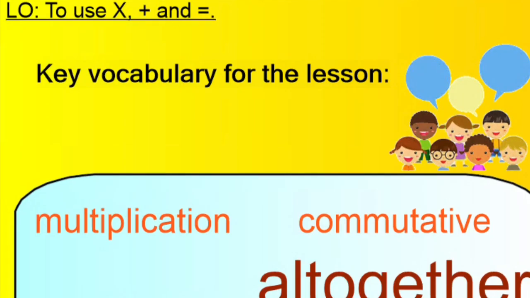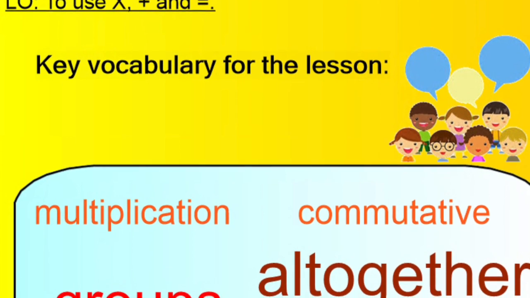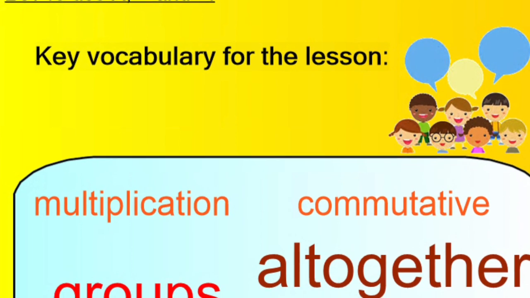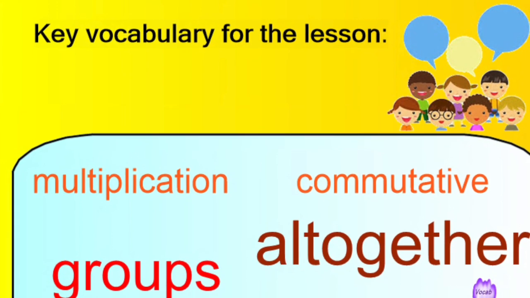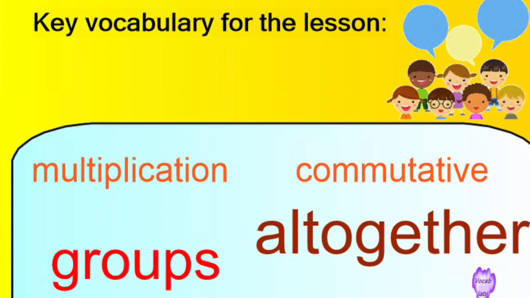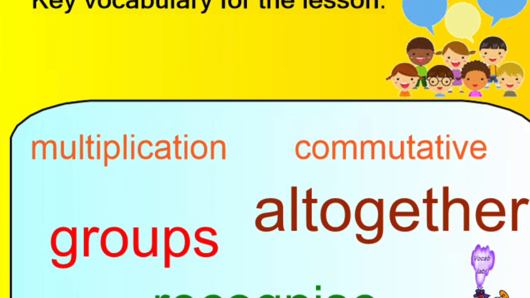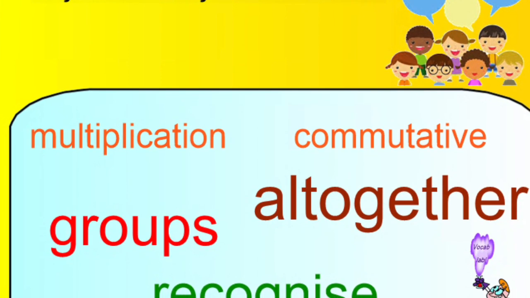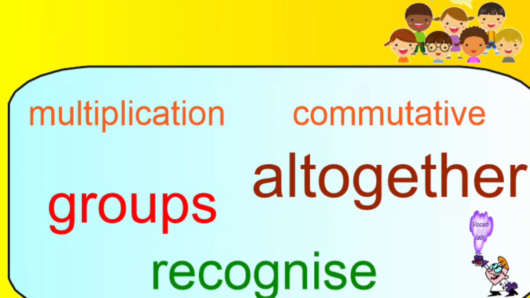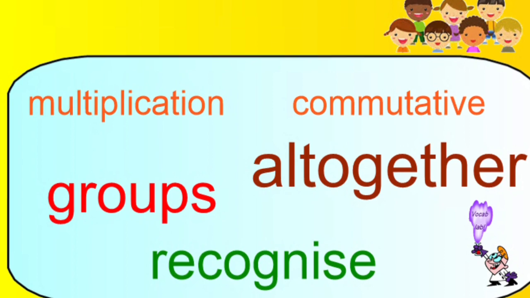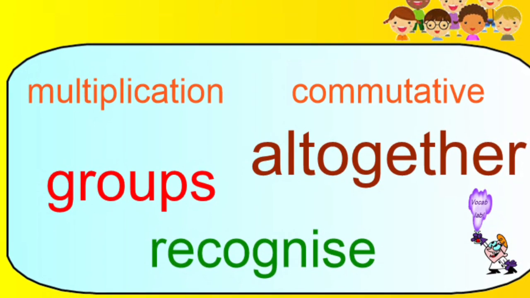Let's have a look at our key vocabulary for the lesson. We've got multiplication, commutative, groups, all together, and recognise. Can you remember what that word commutative means? Pause the video and see if you can tell a grown-up. That's right. Commutative means you can just swap the number sentence around and you'll still have the same answer. You can do this with multiplication and addition.